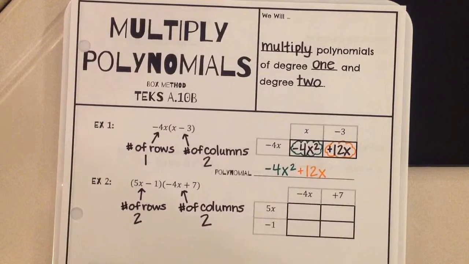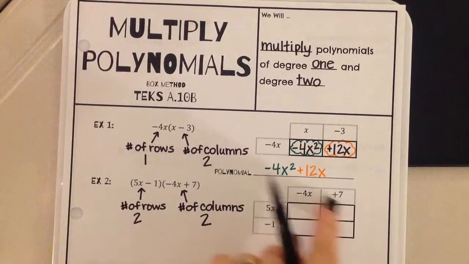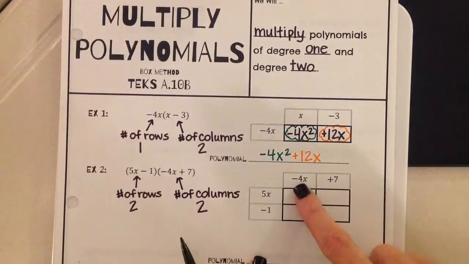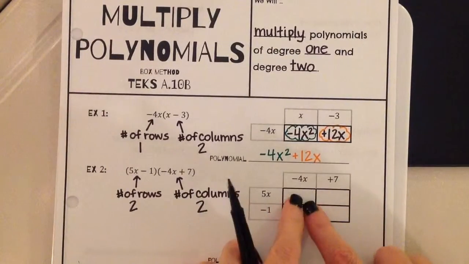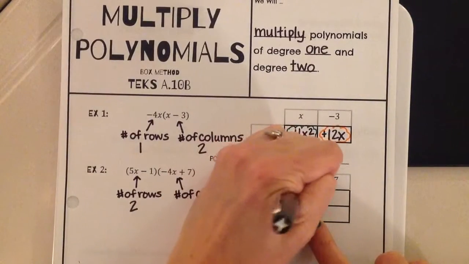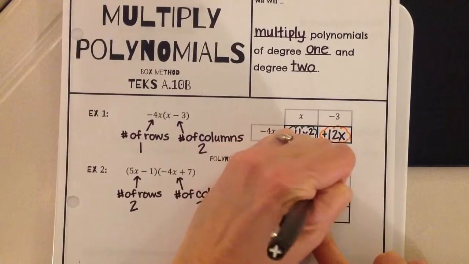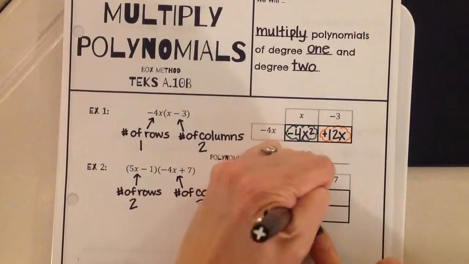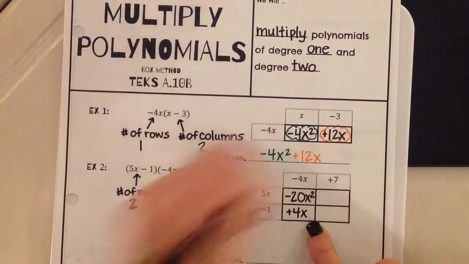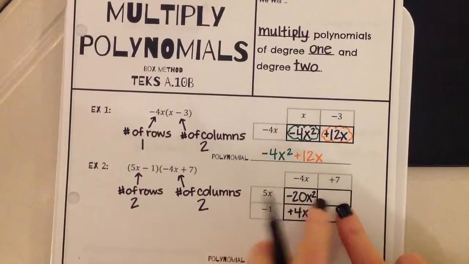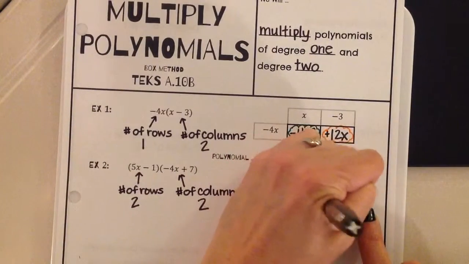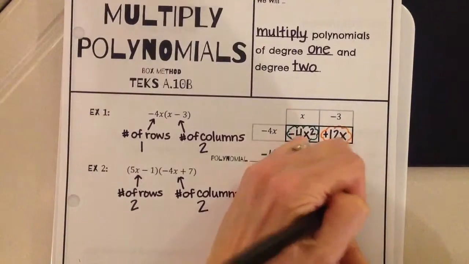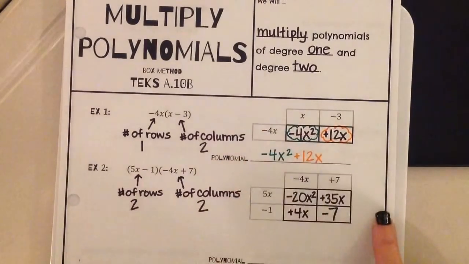Now I'm going to start multiplying and complete all of these bolded boxes so that I can combine like terms and get my product. So negative 4x times 5x is going to give me the product of negative 20x squared. Negative 4x and negative 1 is going to give me the product of 4x. 7 and 5x is going to give me the product of 35x. And 7 and negative 1 is going to give me the product of negative 7.